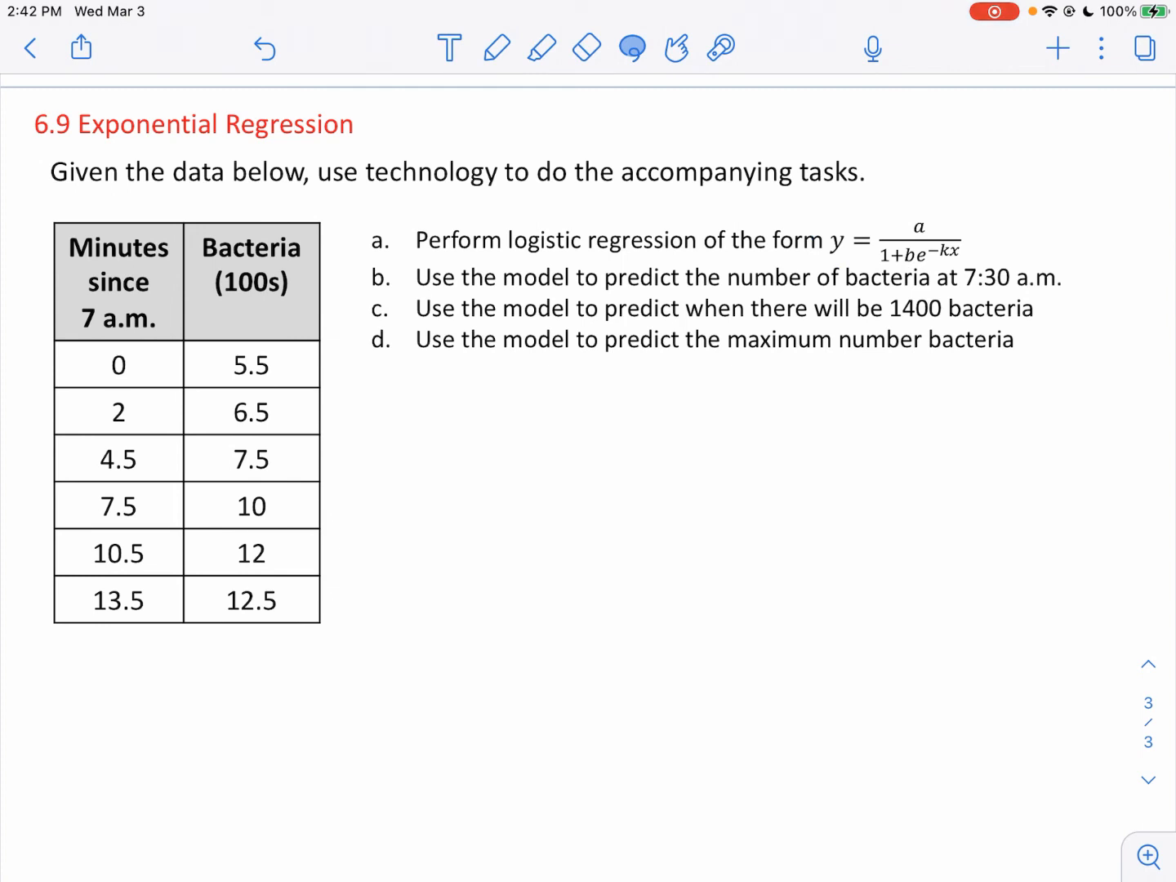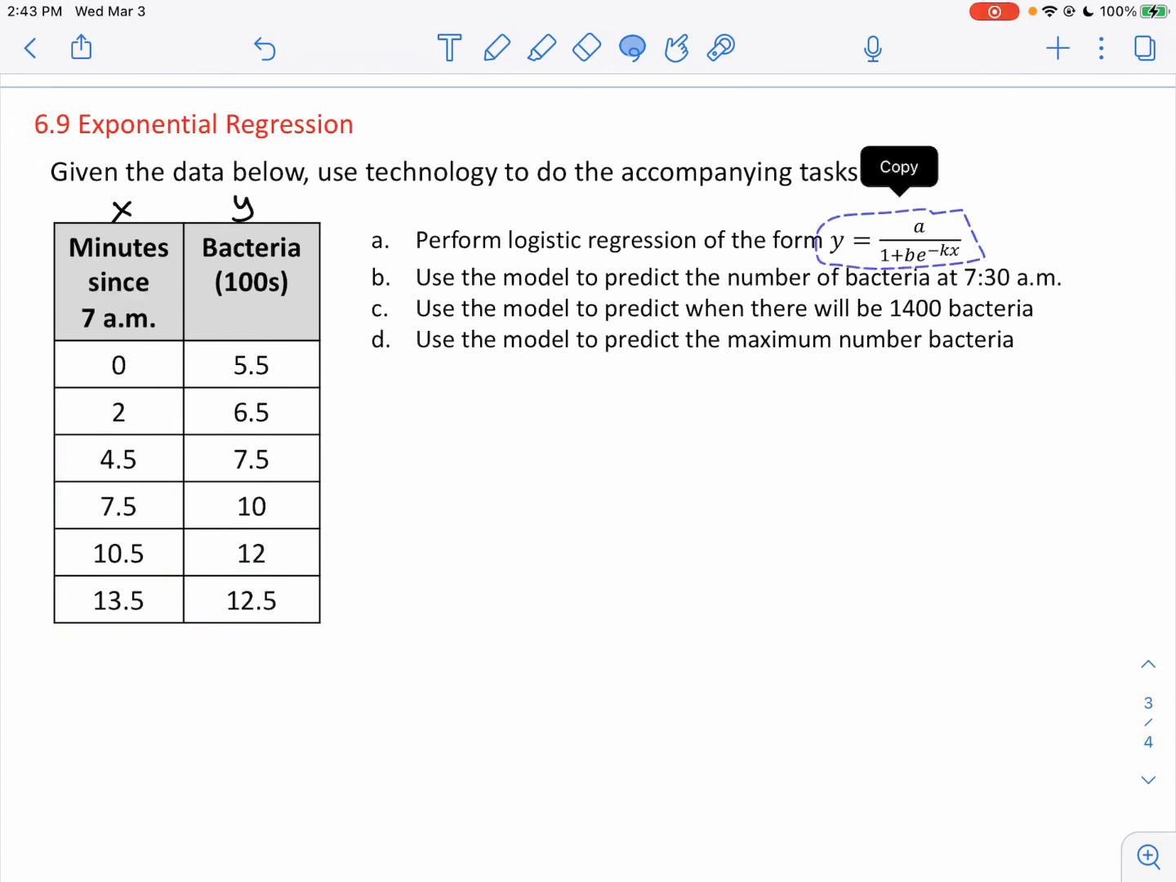And then use the model to predict the number of bacteria at 7:30 a.m. Use the model to predict when there will be 1400 bacteria, and use the model to predict the maximum number of bacteria. In this case, x is the number of minutes that have elapsed since 7 a.m., and y will be the amount of bacteria measured in hundreds. So 5.5 hundreds means 550. This would be 1,000 bacteria, this would be 1,200 bacteria, and this would be 1,250 bacteria. And this is the number of minutes since 7 a.m.